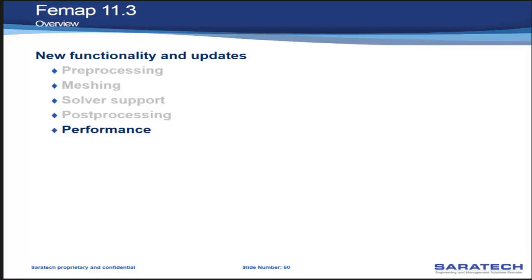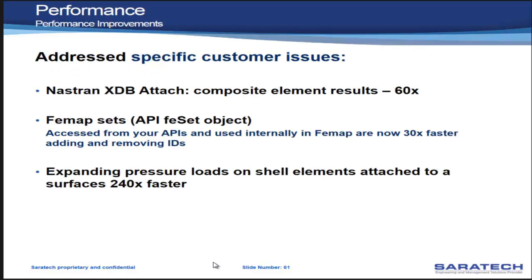And finally, let's talk a little bit about some of the performance options. Basically, there are some specific customer issues that were addressed. With the Nastran XDB attachment, the composite element results are now much faster. The Femap sets, so this is the API FE set object, have been made faster, and expanding pressure loads have also become a lot faster. These were just some customer issues that they decided to fix.